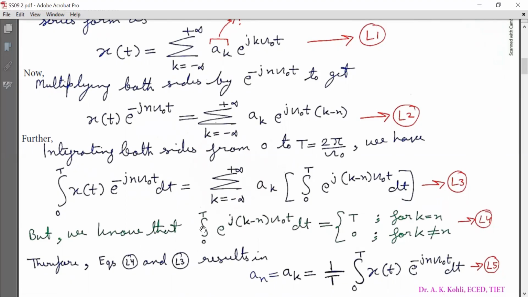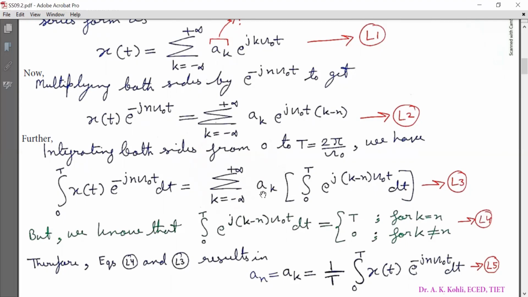But we know that integration from 0 to capital T e raised to power j bracket k minus n omega naught t dt is equal to capital T for k is equal to n, and it is 0 for k not equal to n. Mark it as equation L4. Now substituting L4 in L3, that is for k is equal to n. Here, for k is equal to n, this term in brackets is having value capital T.